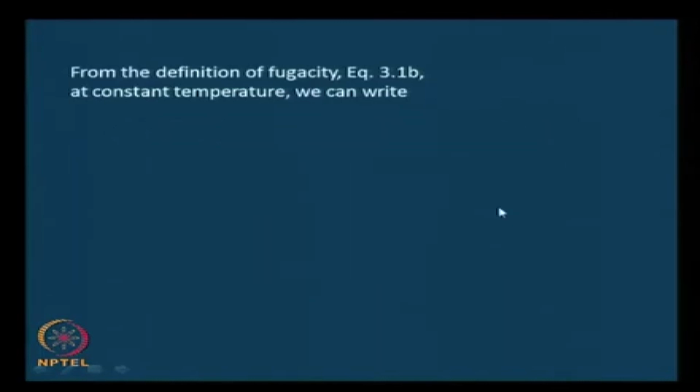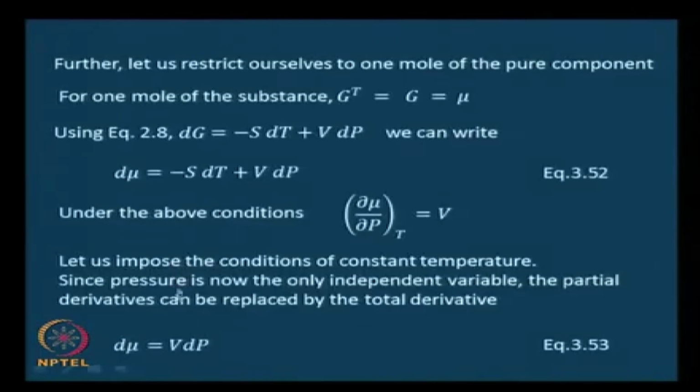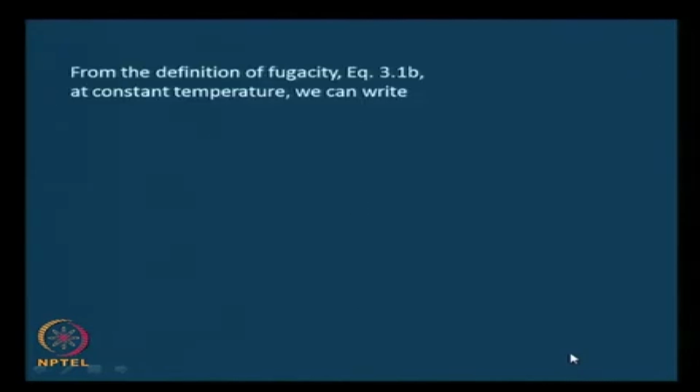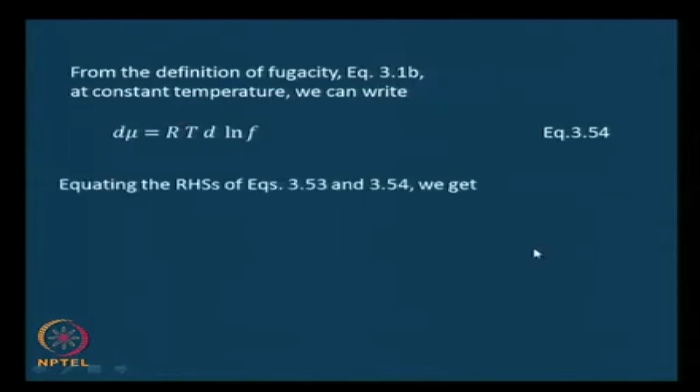Now, in this equation we have d mu equals v dp, equation 353, and in equation 354 we have d mu equals RT d ln f, and they are the same quantities on the left hand side. So, let us equate the right hand sides. If we do that, equating the right hand sides of equations 353 and 354, the previous two equations, we get RT d ln f equals v dp.